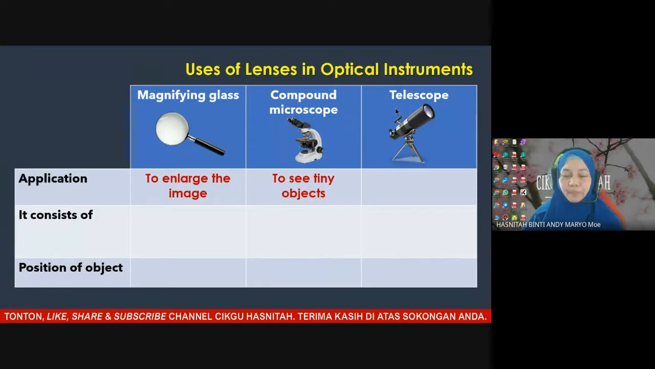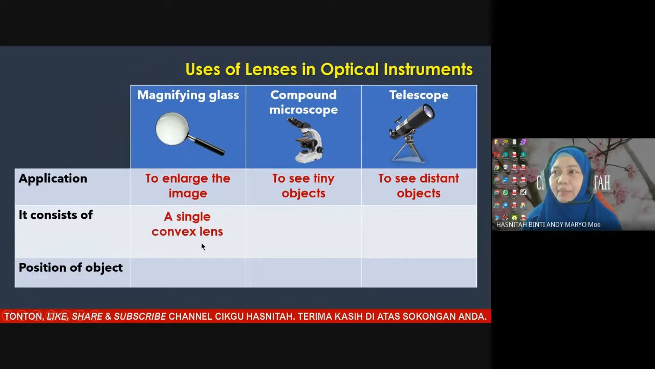How about the telescope? Students, what is the telescope used for? A telescope is to see a distant object. We use it to look at very faraway objects. For example, planets, stars, the moon, and so on. So a magnifying glass is to enlarge the image, a compound microscope is to see very tiny objects, and a telescope is to see very distant objects.